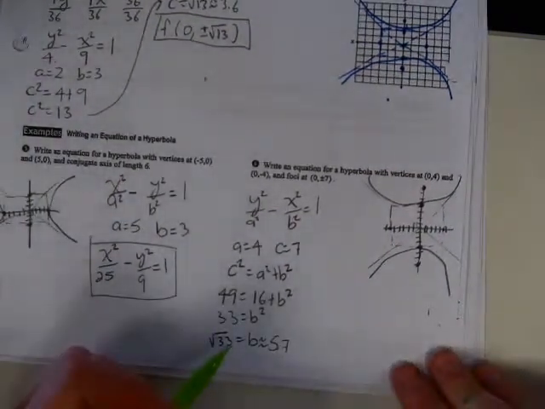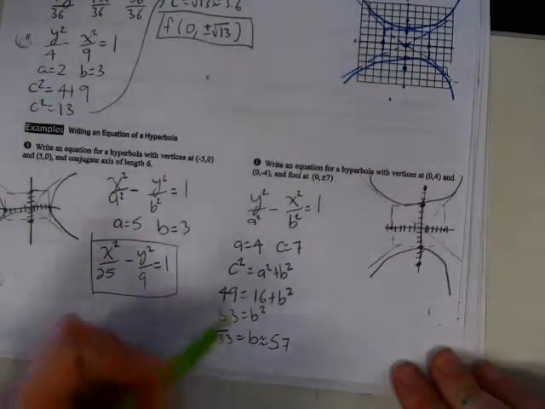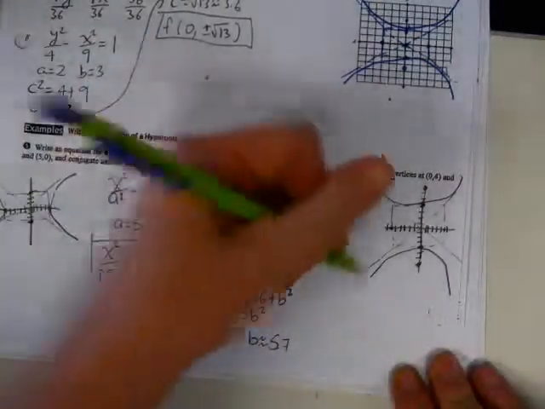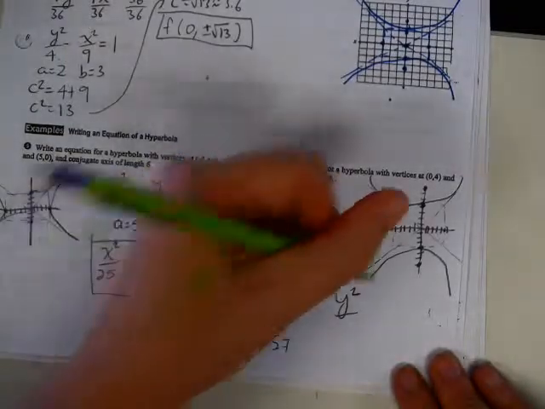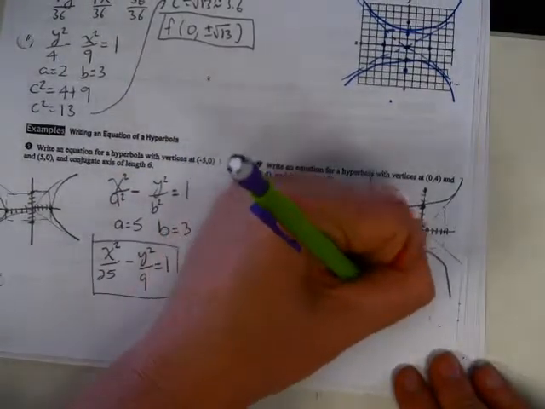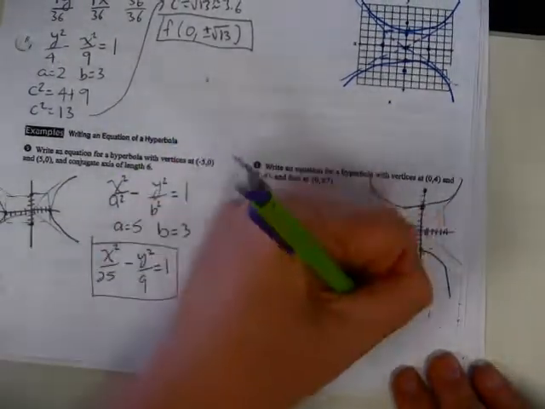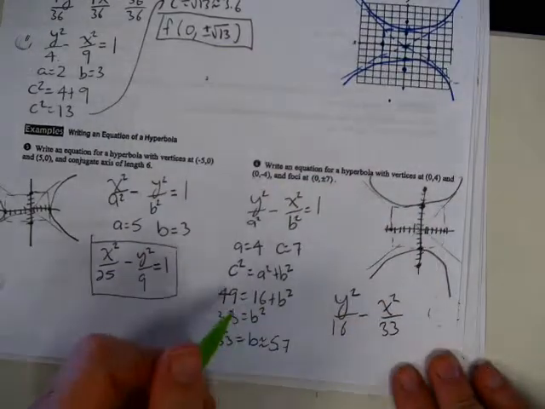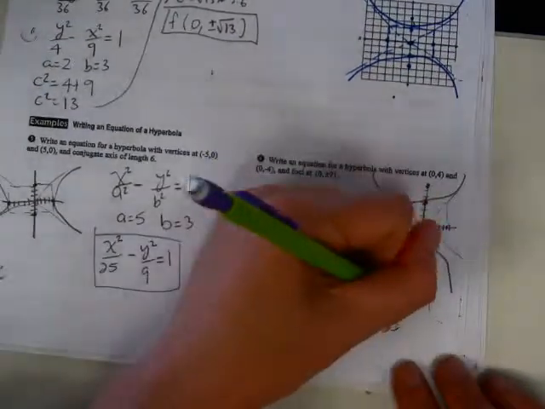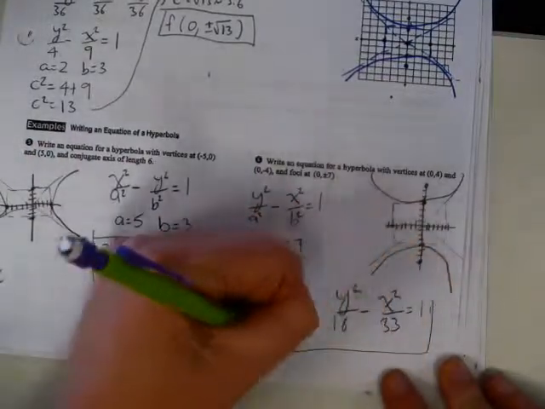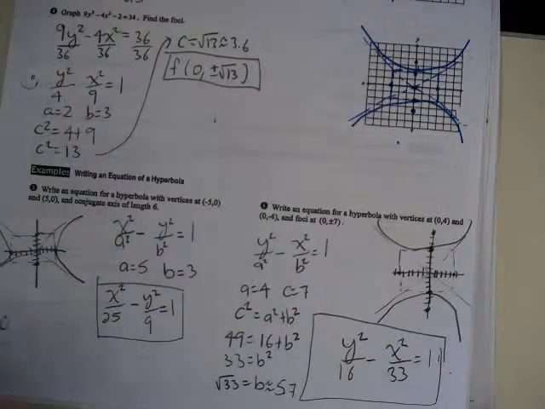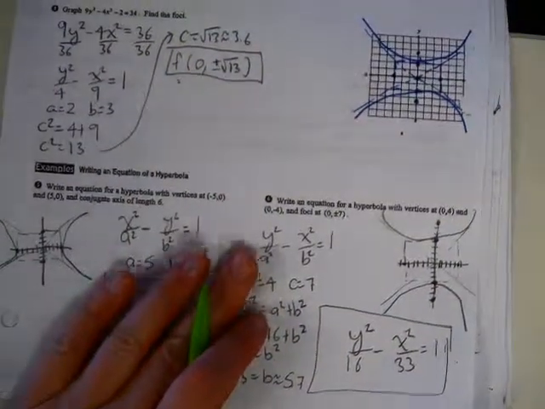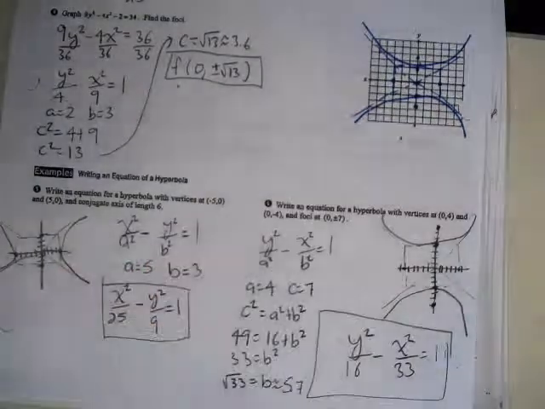So now I have B and I have A, so I can just plug it in. Y squared over 16, 4 squared, minus x squared over 33, which is radical 33 squared, equals 1. And that is the end of part 1 for 10.5.